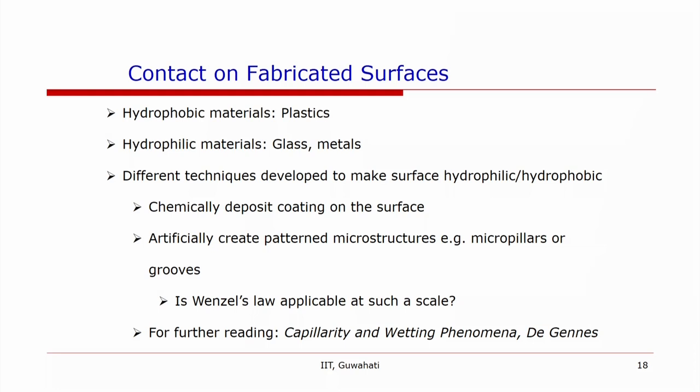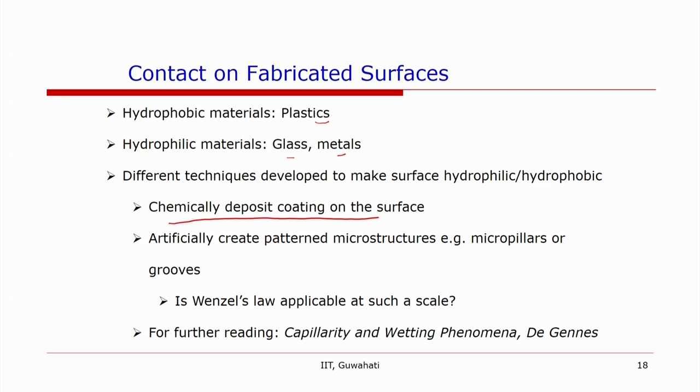So different materials are used in microfluidic applications, depending on what application you are using. For example, different kinds of plastics are hydrophobic materials, and glass and metals are hydrophilic materials. With recent developments in material science, microfluidics and nanofluidics, different novel materials are being made and used to change the properties of the material. One typical example is Teflon coating on the frying pans in our kitchens. That can be done by chemically depositing a coating of a hydrophobic material. If we want to make a hydrophilic surface hydrophobic, then one can deposit a chemical coating, which is hydrophobic in nature, on the surface of the hydrophilic material.